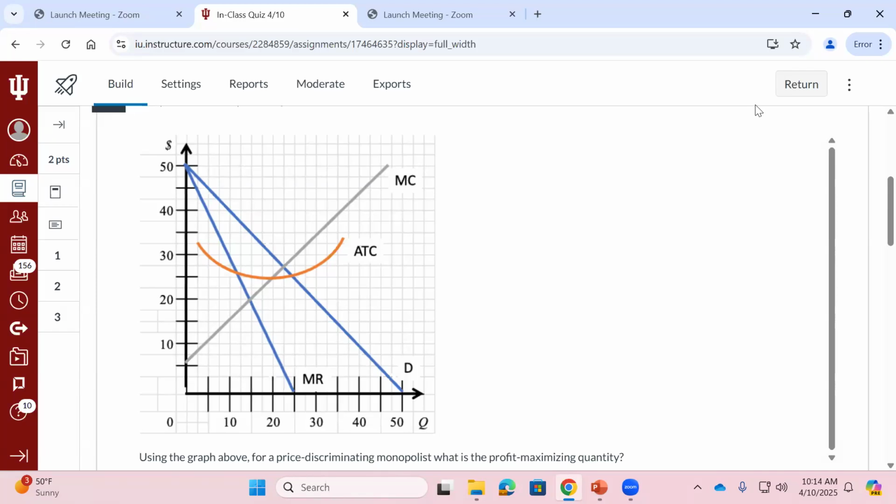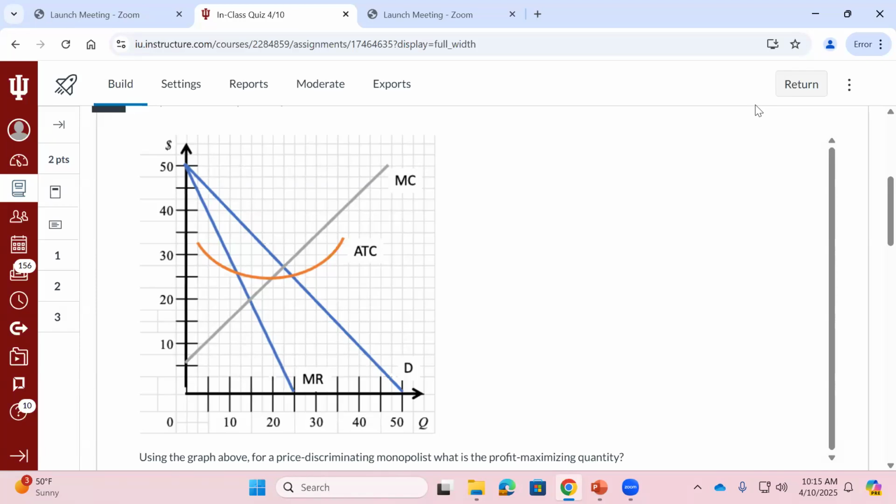If I have a price discriminating monopolist, what's the profit maximizing quantity going to be here? They're perfectly price discriminating. The quantity is not going to be where a twice as steep marginal revenue curve hits marginal cost. It's going to be where what hits our marginal cost curve? What becomes the marginal revenue curve for a price discriminating monopolist? Demand, right? Their marginal revenue curve, if they can price discriminate, would actually be the original demand curve. So that would be out of a quantity of what?